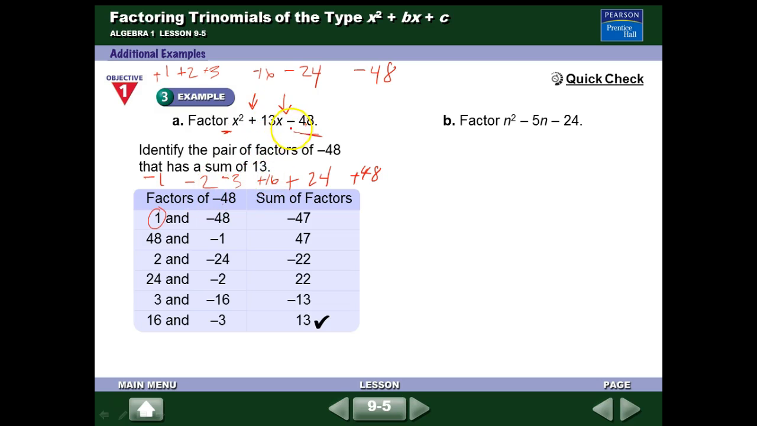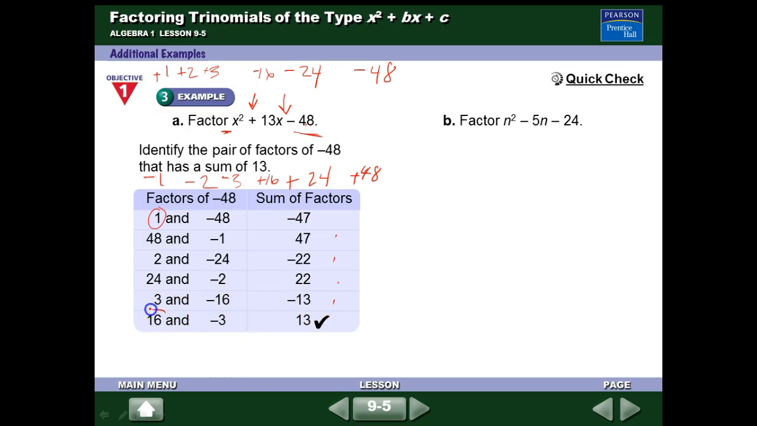So these ones are a little more tedious when you have subtraction at the end because you have to check all of them. So I have all my factors. Trust me, 4, 5, 6, 7, 8, all the way to 16 does not work. Now, when I add these up, 1 plus negative 48 gives me a negative 47. Then a positive 47. Negative 24 plus 2 gives me negative 22, 24 plus negative 2 gives me a 22. 3 plus negative 16 gives you negative 13.